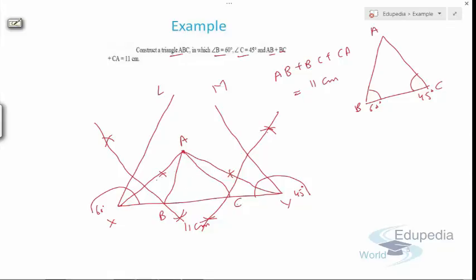So this is how we can do the steps of construction and use the concept to solve any type of question related to triangles.